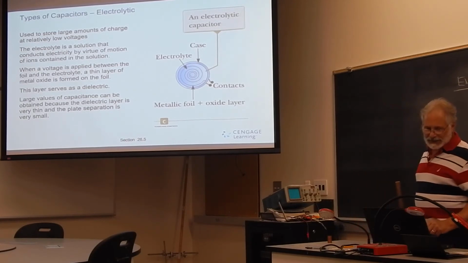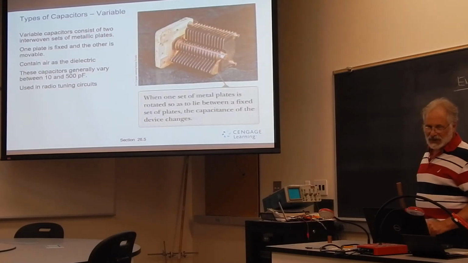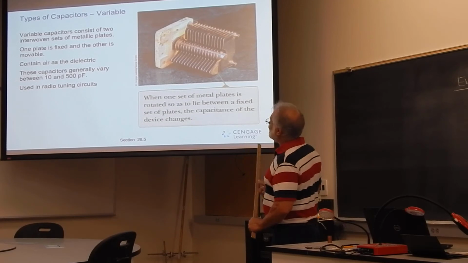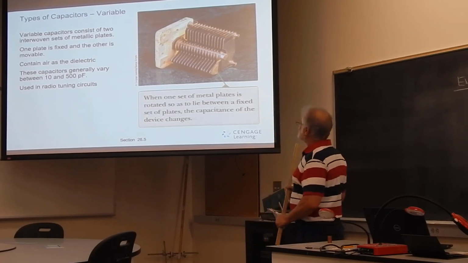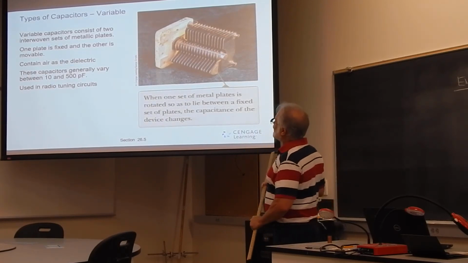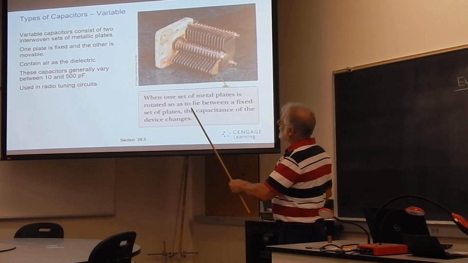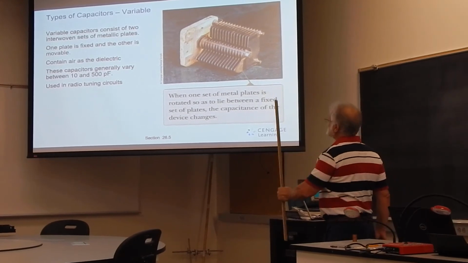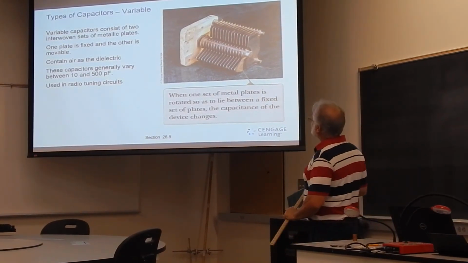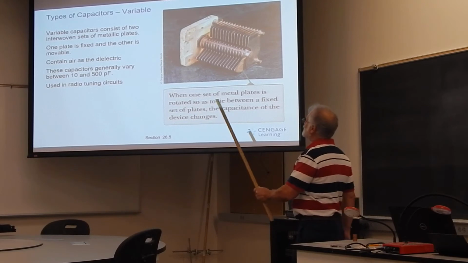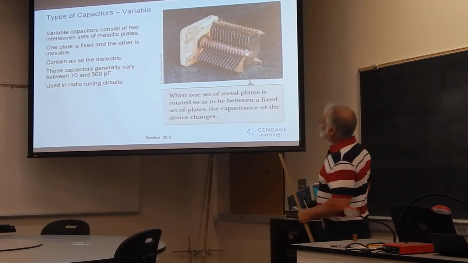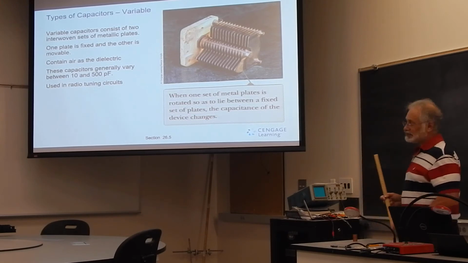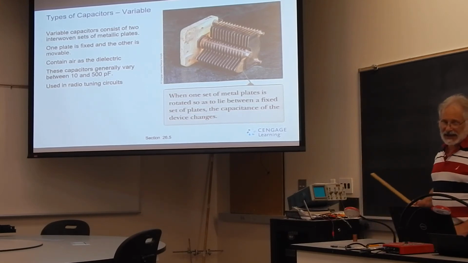And then we come to this device, which is what we call a variable capacitor. Variable capacitors allow you to change the capacitance without changing anything else in the circuit. They use air as a dielectric. They consist of 2 interwoven sets of metallic plates. And you can get capacitance that go maybe from 10 to 500 picofarads. Oftentimes they're used in tuning radio circuits. So that's yet another type of capacitor.